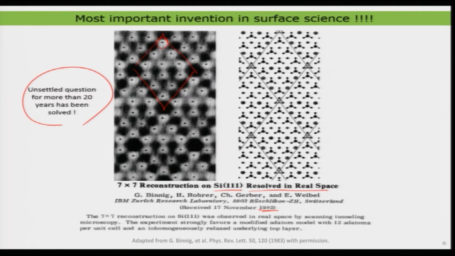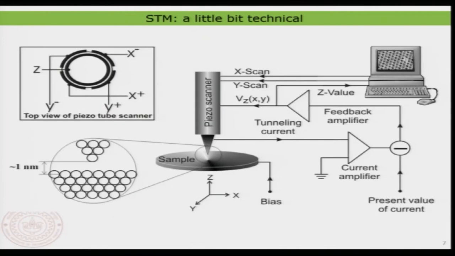Well, the same people were also involved in the discovery of atomic force microscopy, by the way. So that is also the important aspect of these people. You can see these are the people who finally invented it, together with a few other people like Gerber and Weibull and so on. Just an important thing that I also want to show here is a little bit of the technical aspect.